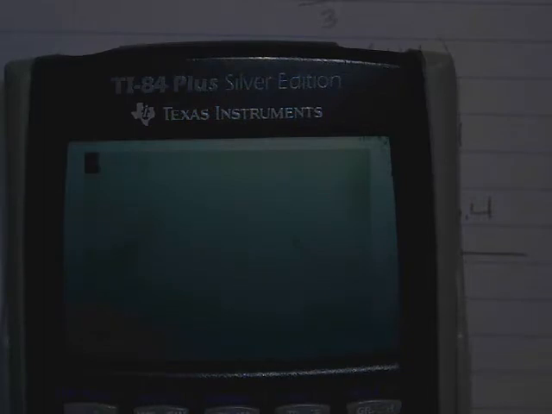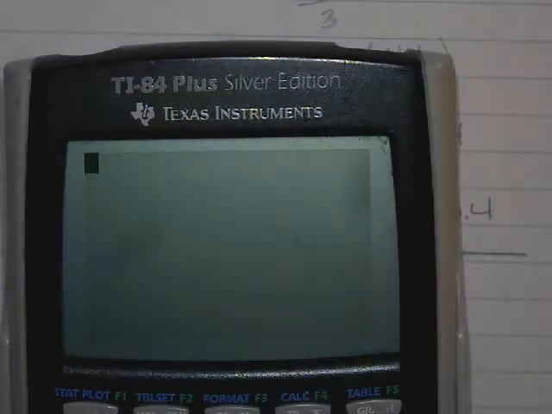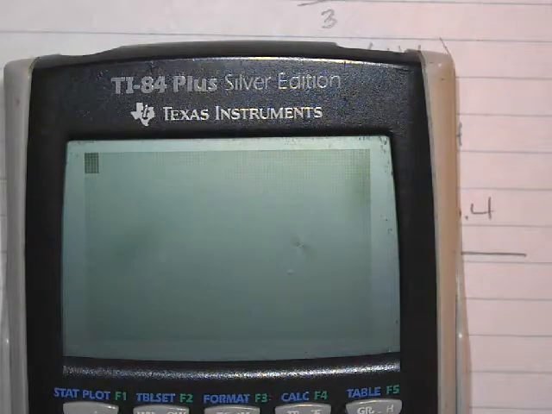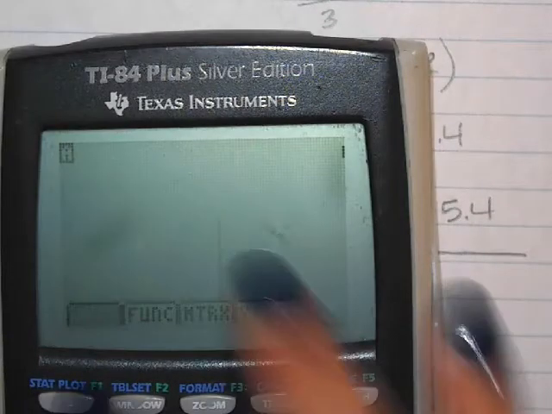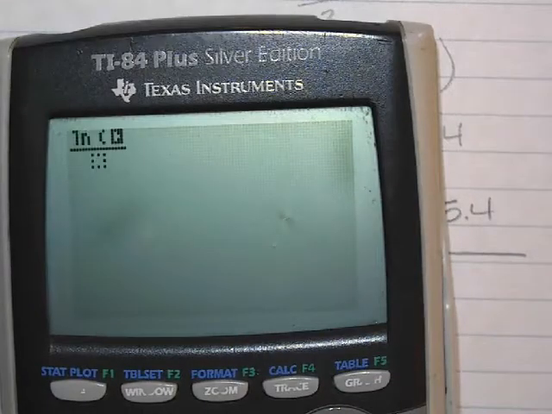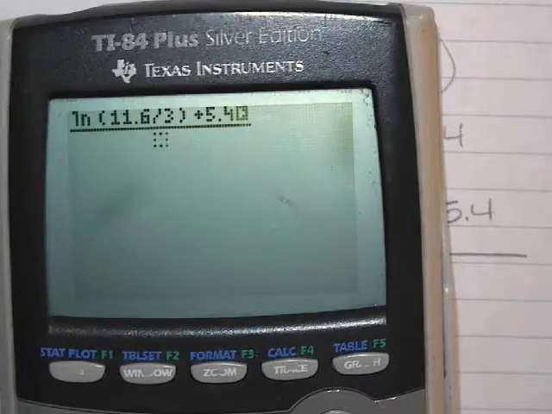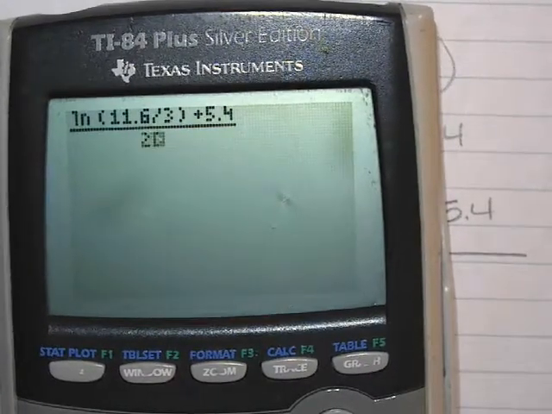Let's see if the light will do better now. Give it a second. There we go. You can see. Okay, so I have alpha y equals, I'm going to go ahead and type this in as a fraction. I have ln of 11.6 divided by 3 with a plus 5.4 on the end, and then all of that's being divided by 2.